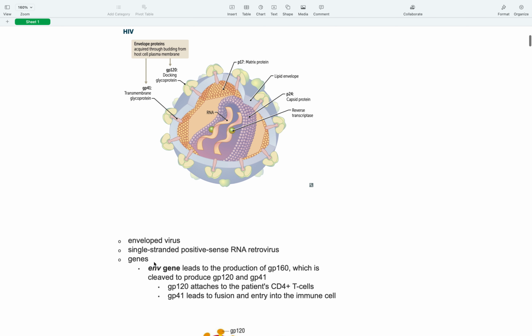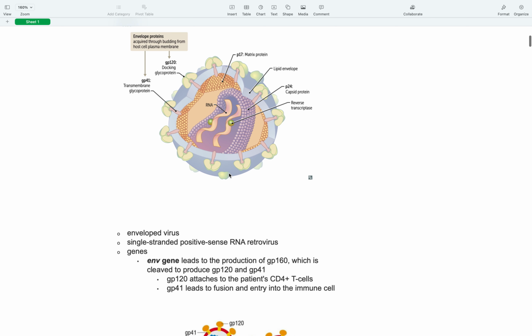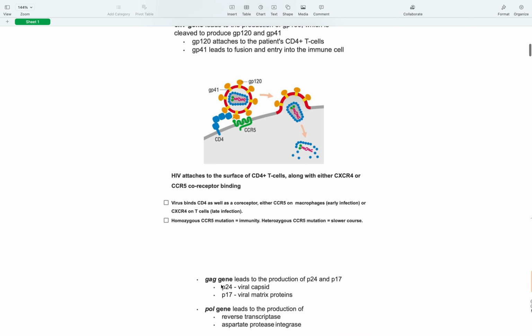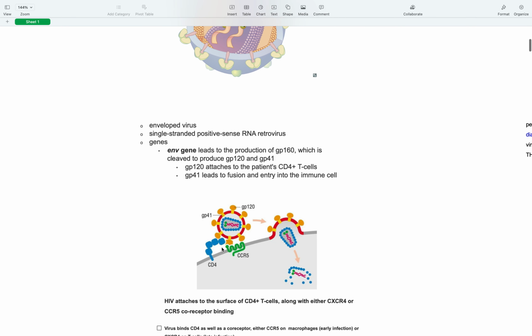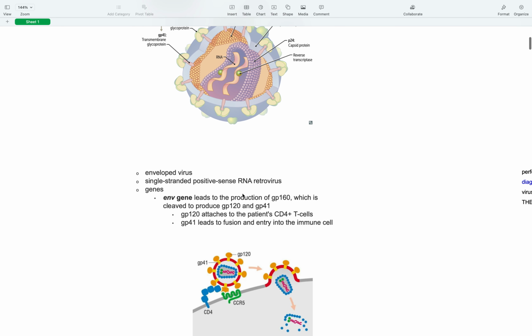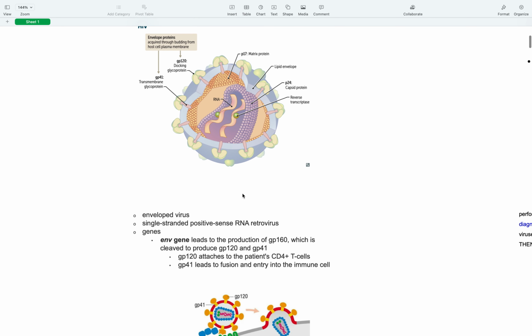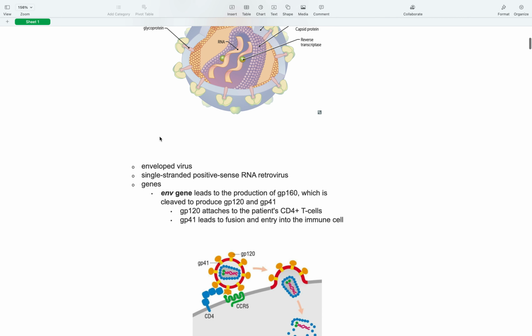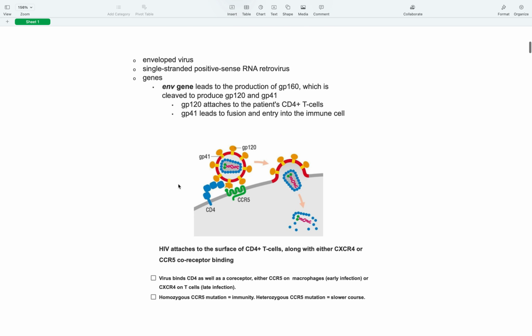The genes which make up the HIV virus are three main genes: the ENV gene, the GAG gene, and the POL gene. So the ENV gene leads to the production of GP160. GP160 cleaves into GP120 and GP41. GP120 is the outer one. GP120 attaches to the patient's CD4 T cells, while GP41 leads to the fusion and entry into the human cell. So this is how it attaches.